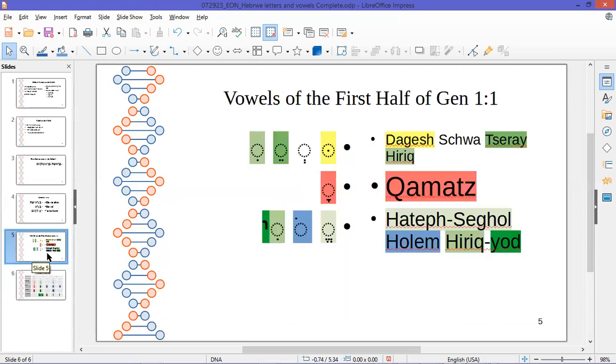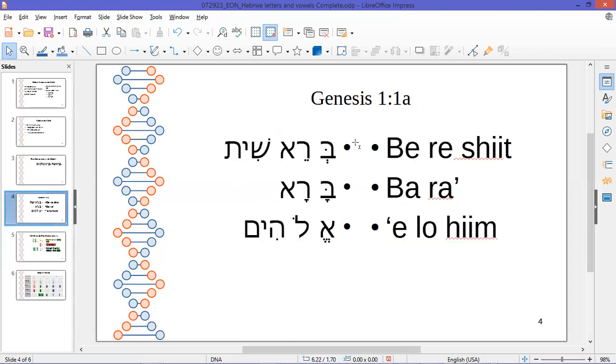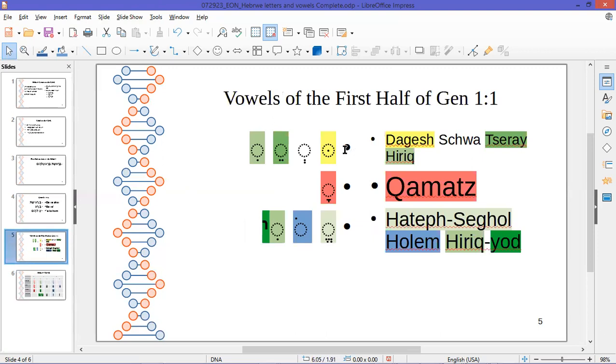You know, it brings me to my next slide. So here we see that there's a dot, right? Right in the middle of it. This dot, we see that too, right? In the yellow, that is called a dagesh.